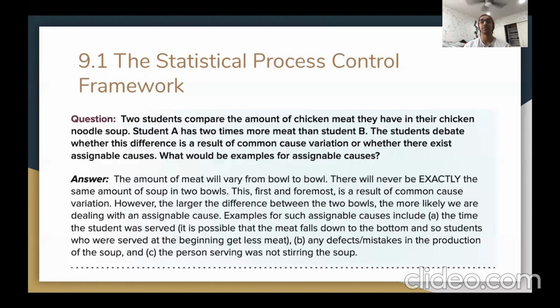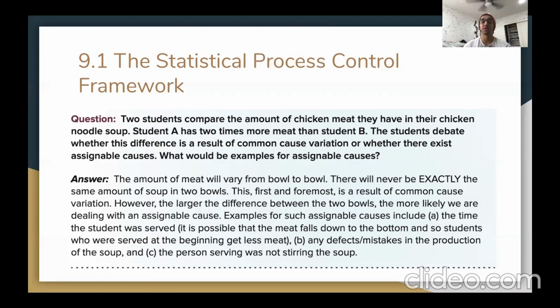Let's continue on. Two students compare the amount of chicken meat they have in their chicken noodle soup. Student A has 2 times more meat than student B. The students debate whether this difference is a result of common cause variation or whether there exists assignable causes. Which would be examples of assignable causes?